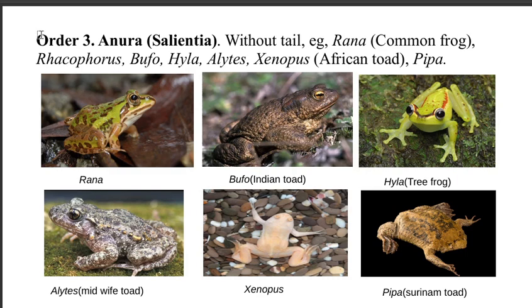Now the third order is the Anura. Anura means without tail. These amphibians do not have a tail, and this order includes all the frogs and toads. The examples are Rana tigrina, which is the Indian common frog, Rhacophorus, Bufo, Hyla, Alytes, Xenopus, and Pipa.